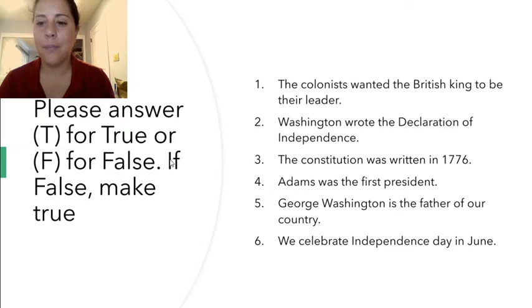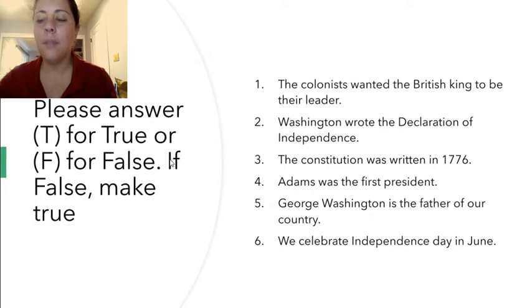Number 2. Washington wrote the Declaration of Independence. True or false? The answer is false. Thomas Jefferson wrote the Declaration of Independence.